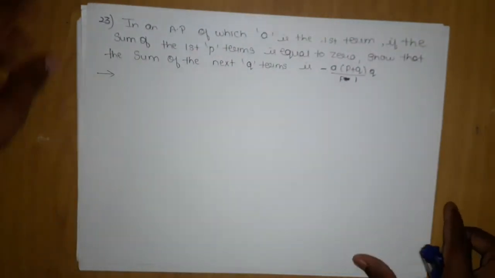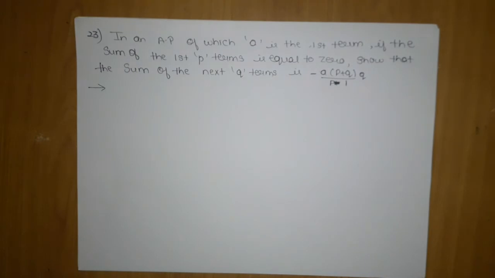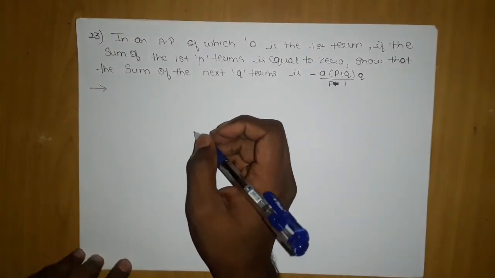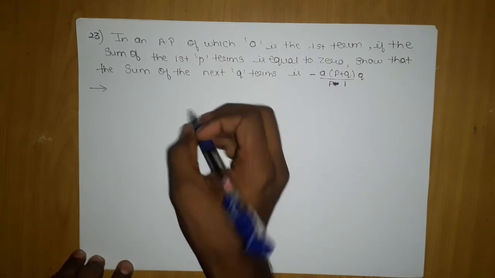The 23rd question is as follows. In an AP of which A is the first term, if the sum of the first P terms is equal to 0, show that the sum of the next Q terms is minus AP plus Q into Q upon P minus 1. Now telling the first term is A and the sum of the first P terms is 0.